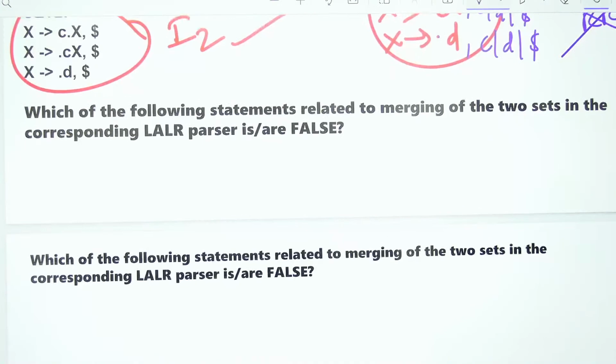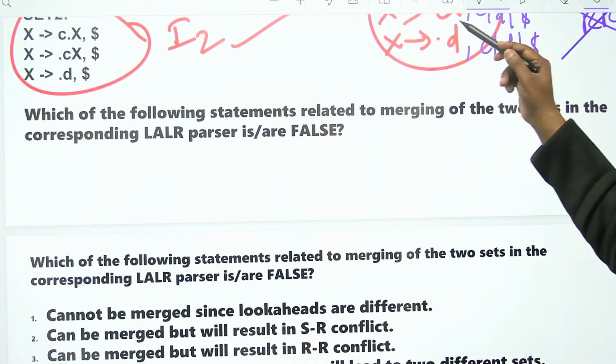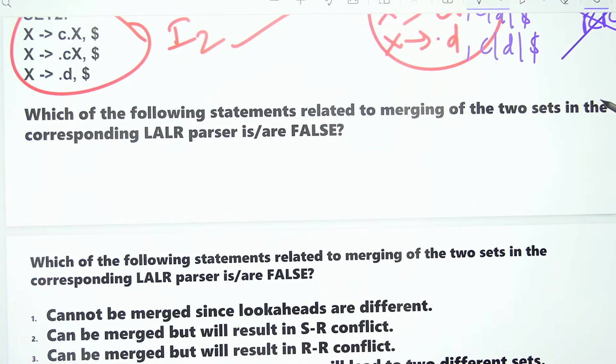Now see what he is asking. Which of the following statements related to merging of the two sets in the corresponding LALR1 parser are false?